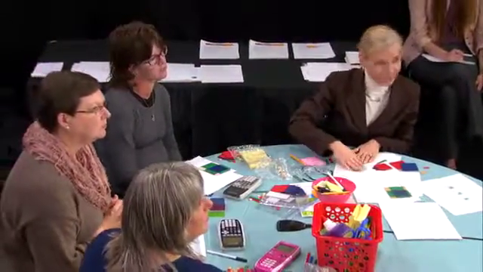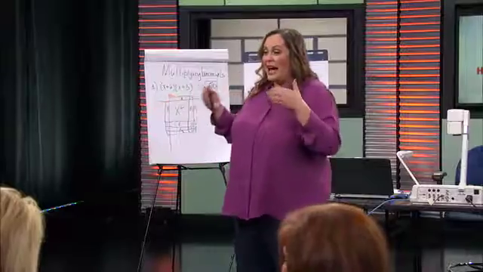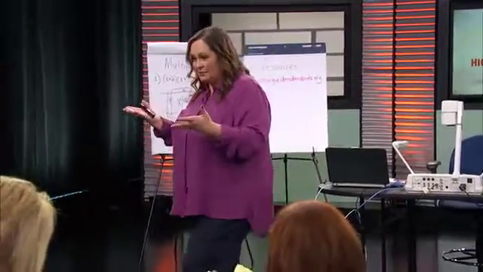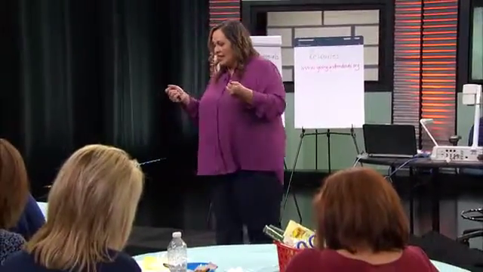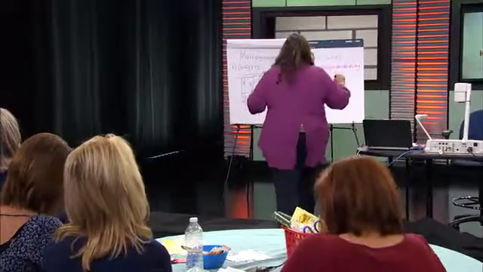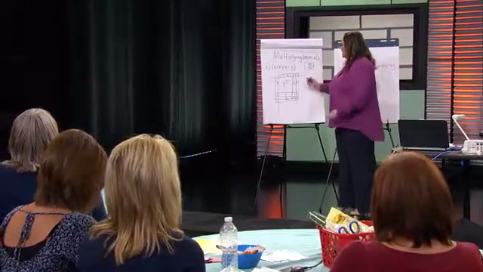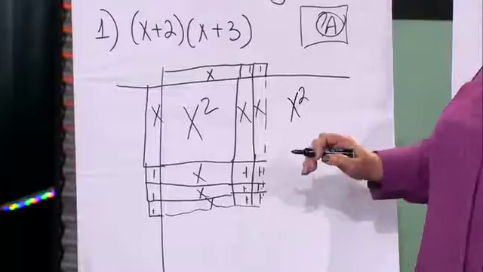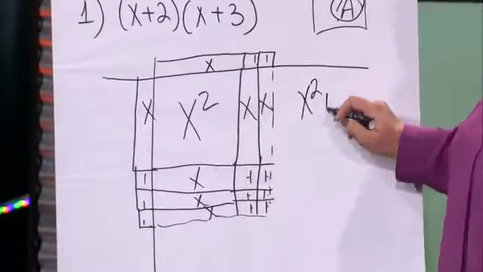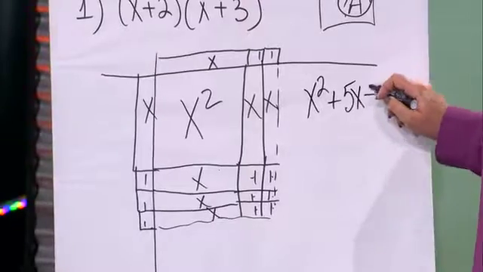So how did we find the answer to this problem? How did we find the area? How do we show it? What does it look like? So what are all the tiles you have in this space right here? Let's name the tiles. 1x squared. 5x. And 6.